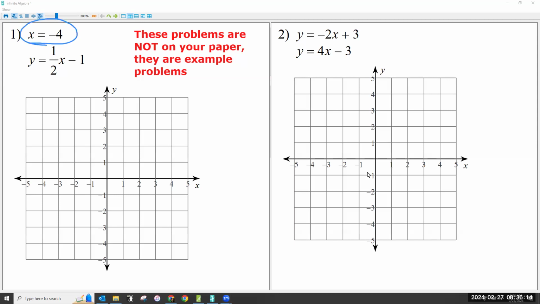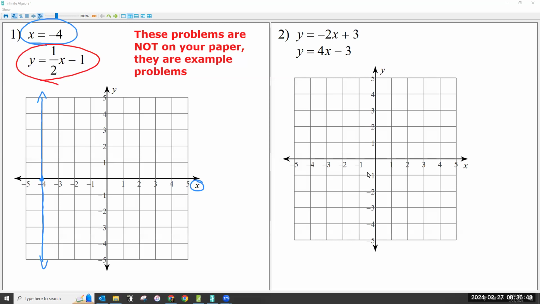First equation I'm given is x equals -4. Now remember, whenever it's x equals just a number, I want to have a vertical line at that x value. So I'm looking at my x-axis, I'm finding -4, there it is. And the only way I can stay at -4 is if I draw a vertical line. Next, I'm going to this equation.